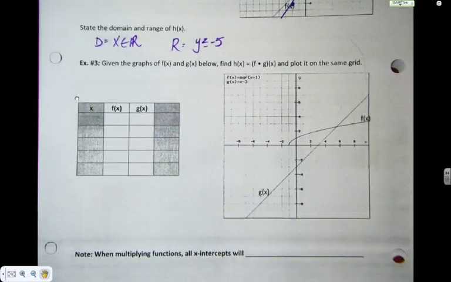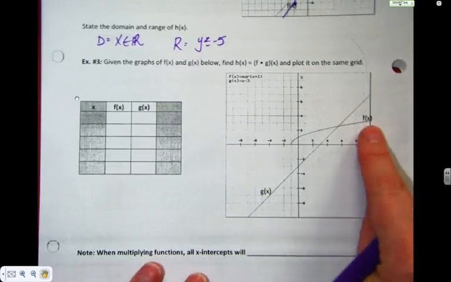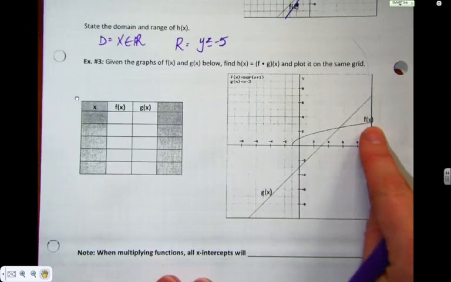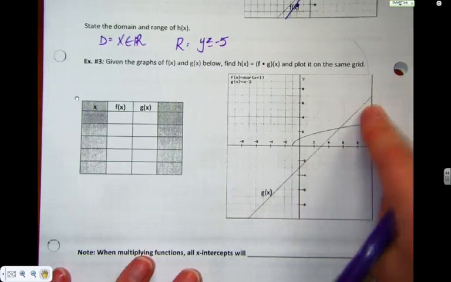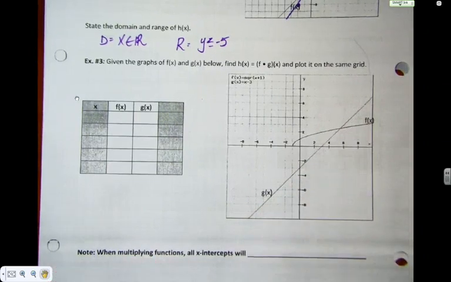Let's talk about the functions first. So what is f of x? What kind of function is the swoop? Square root. So that's just our square root of x graph. And what is g of x? A linear function. Okay, pick some x values.